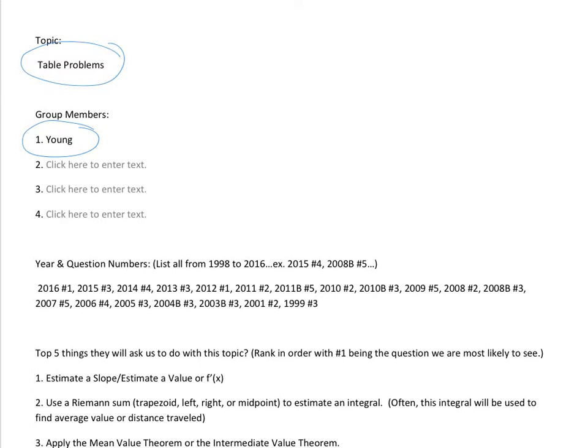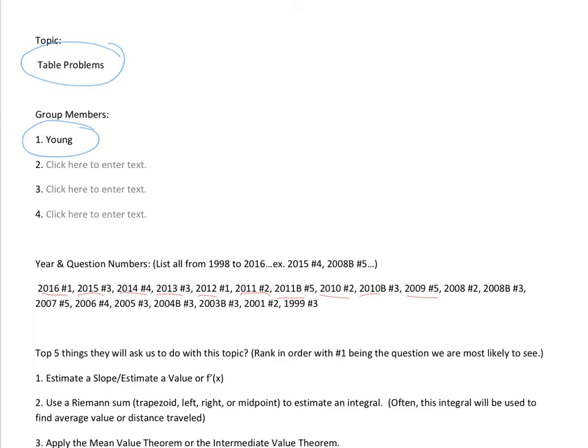The first question about your topic is list the years and numbers where this topic shows up. Table problems is huge. Look, 2016, 15, 14, 13, 12. 2011 from 2000, I think 3 to 11, there was always a Form A and a Form B. In 11, it was on both. In 10, it was on both. In 9, it wasn't on B, but you can tell in the past 7 years, it's been on every possible test that they have asked. So you're going to see a table problem in all likelihood on your exam.